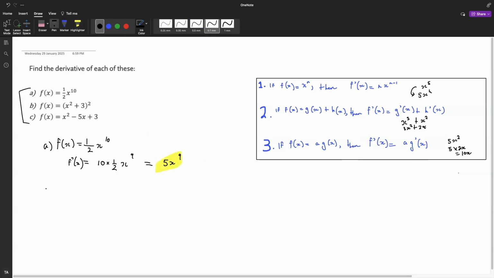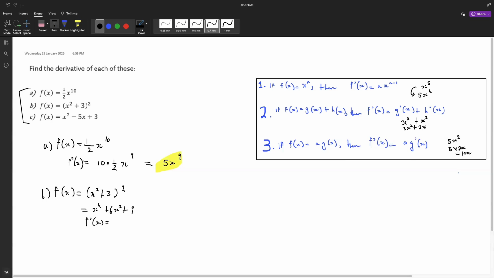Okay. Now part b says that f(x) is equal to (x squared plus 3) squared. The first thing we're going to do is expand this. So x squared to the power of 2 is equal to x to the power of 4. Then we do 3 times x squared times 2, which is plus 6x squared. And then 3 squared is 9. And now we can differentiate each of these terms.